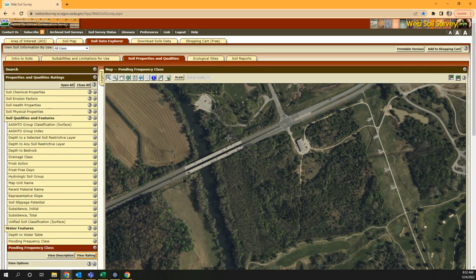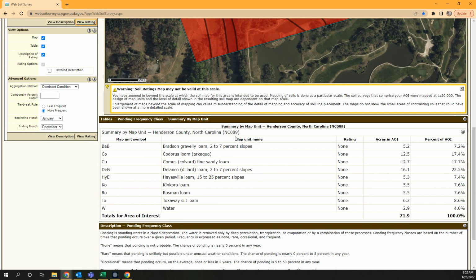We're going to look at our rating here. And what we see here is that none of these actually have a rating for ponding. And ponding is standing water. So in this case, it has a lot to do with whether it's at a lower slope area with a low infiltration rate. That's when you're going to start having a lot of problems with ponding.